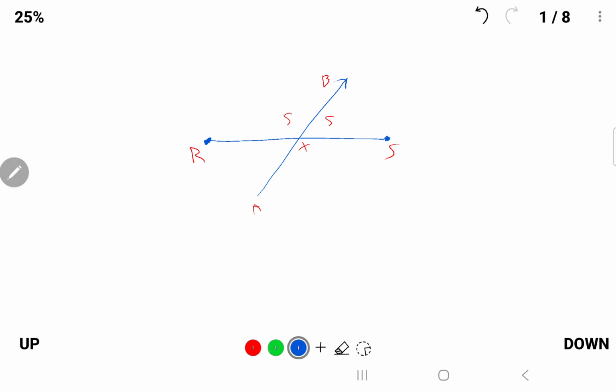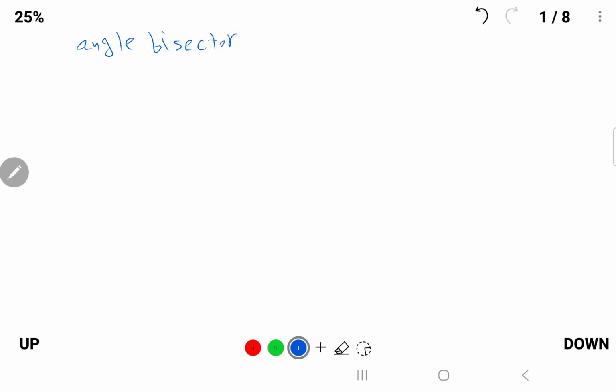which means we have RX is congruent to XS, which means that ray AB is a segment bisector. Ray AB bisects RS into two congruent parts. Now let's move to angle bisector. An angle bisector is a ray that bisects an angle into two congruent parts.